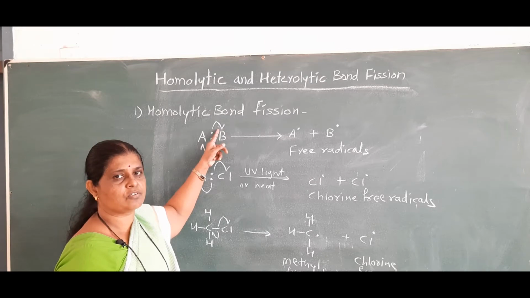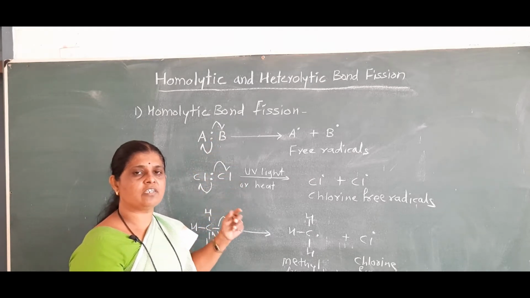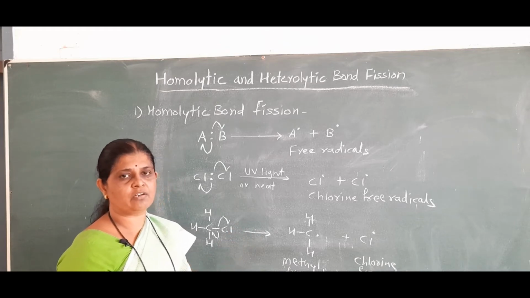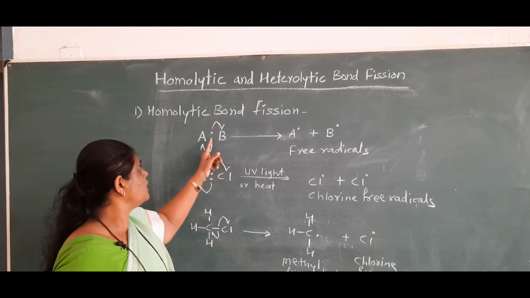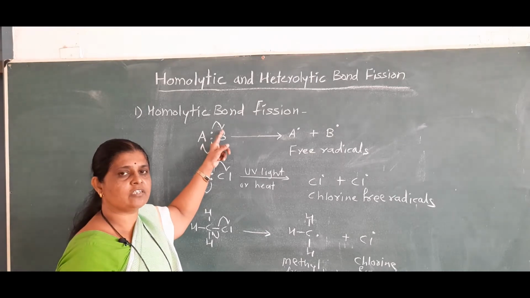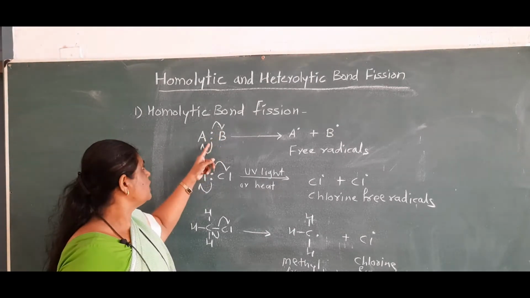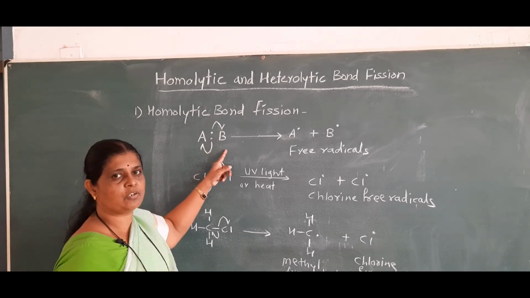In the last lecture, we saw the notations, what is meant by curved arrow, what is meant by fish hook arrow, etc. In that case, the fish hook arrow is used to show movement of a single electron. In that case, the symmetrical cleavage of the molecule takes place.